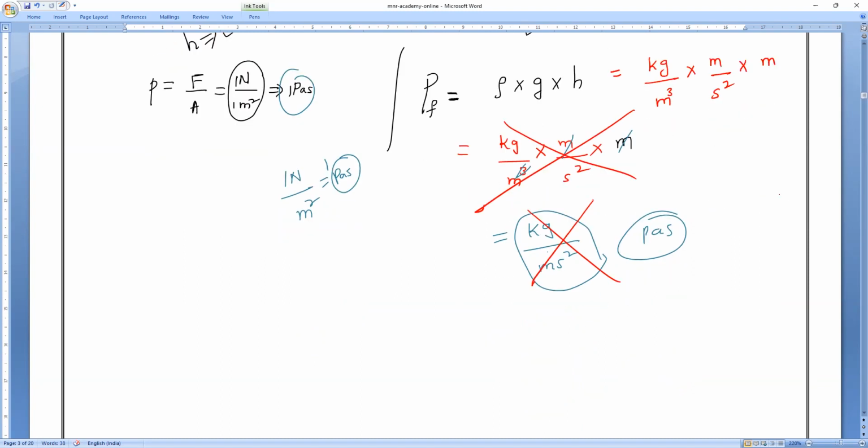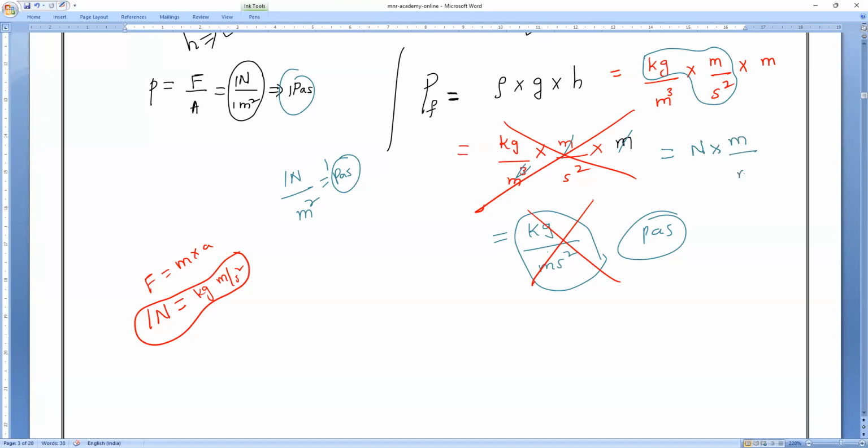Now you tell me, 1 Newton, we are studying from long back. 1 Newton means F is equal to MA. So mass means kilogram, A means meter per second square. So 1 Newton, what can I write? Anybody can tell? Kilogram meter per second square. That I have to do. Kilogram meter per second square, which is equal to what? That whole thing I'll replace with what? Speak loudly. Newton.